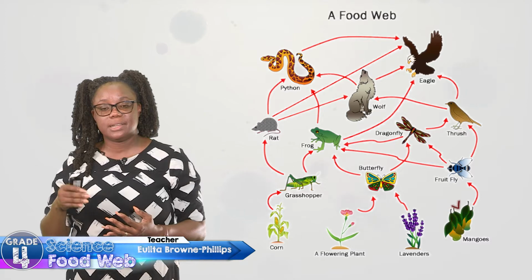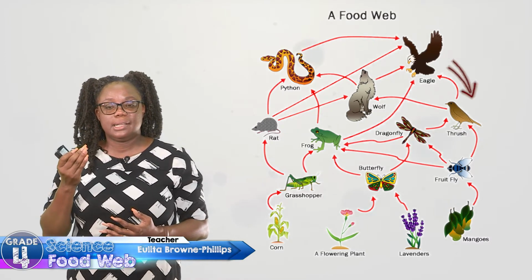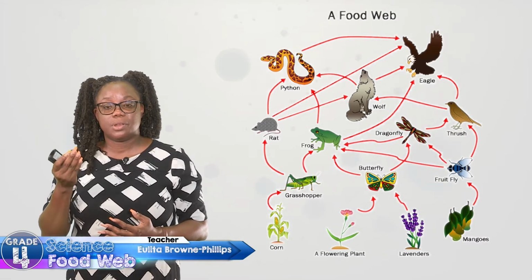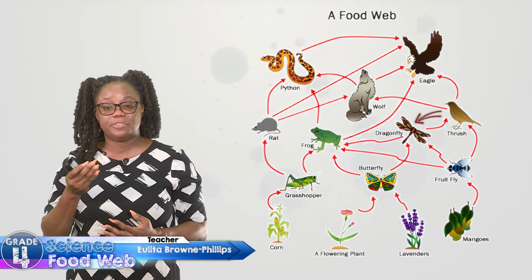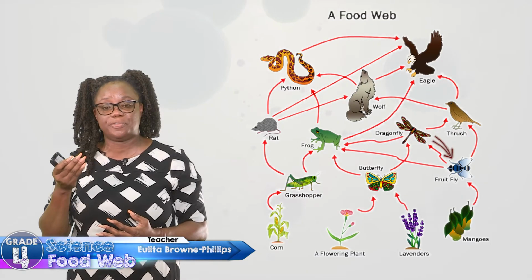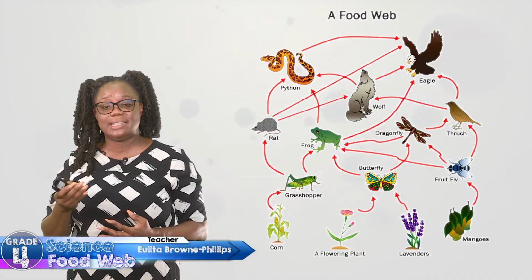We can look at it in another way. The eagle eats the thrush. The thrush eats the dragonfly. The dragonfly eats the fruit fly. The fruit fly eats the mango.